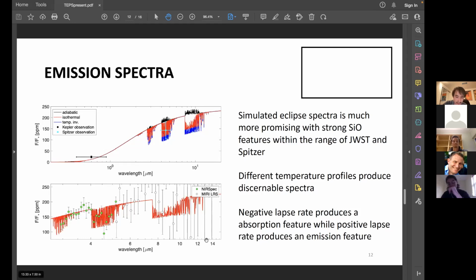Here I also plotted how James Webb might observe this with NIRSpec and MIRI. NIRSpec does pretty well, but not so much MIRI. But the important thing to note is that different temperature profiles produce discernible spectra. A negative lapse rate or strong temperature inversions will produce an absorption feature, and the Keck and Spitzer observations seem to indicate so. While a positive lapse rate or an adiabatic profile produces an emission feature.